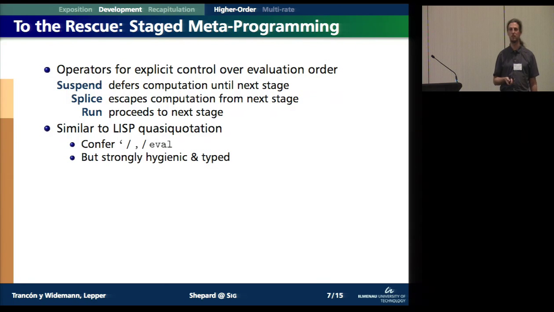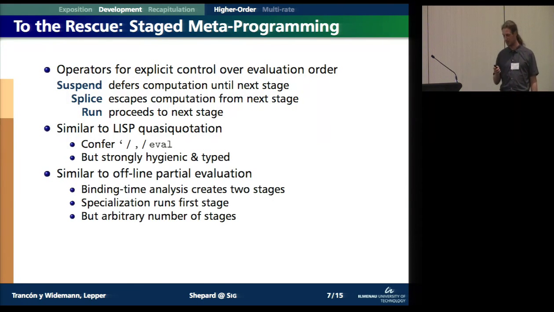The idea is very, very similar to Lisp quasi-quotation. So there you have backtick for suspend, you have comma for splice, and you have the eval function. The difference is that the staging operators by construction are strongly hygienic. They always refer to variables bound in the lexical scope and don't create any strange effects. And usually they're also reflected in a type system. There's also a similarity between staged metaprogramming and partial evaluation. You can think of offline partial evaluation as having a first part binding time analysis that turns any program into a 2-stage program, and then you have a specialization phase that runs the first stage of this 2-stage program, and the second stage is the residual program that you get back.